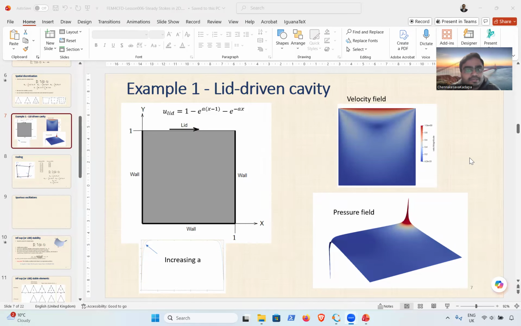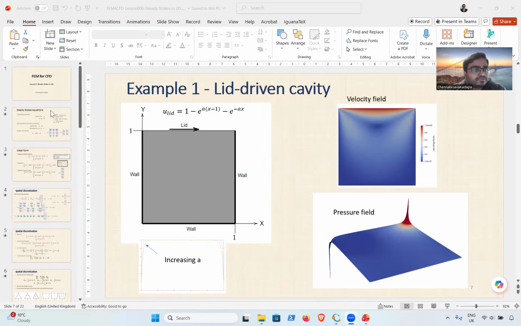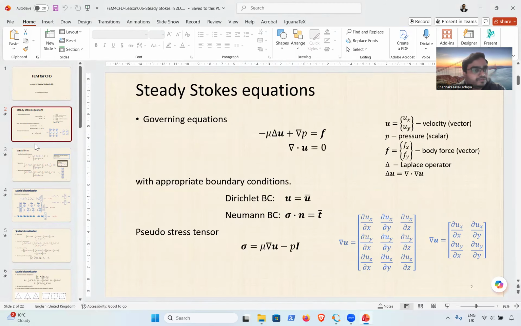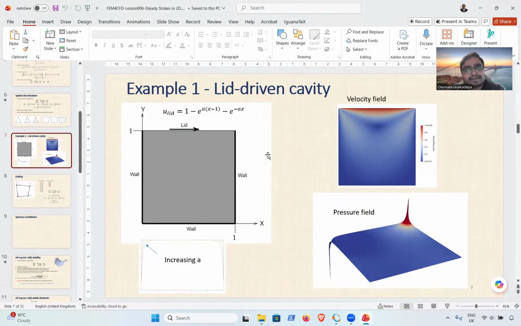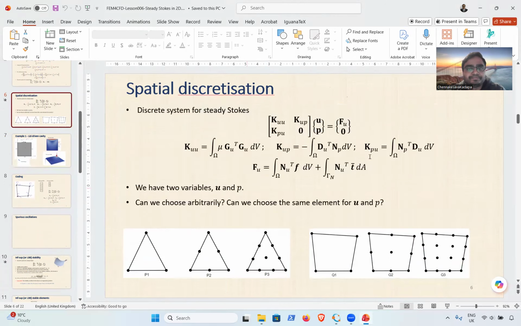Okay, in the first part, we have looked at the derivation of the weak form for the steady Stokes flow. So for the steady Stokes situations, we have looked at the weak form. In this part, we are going to start writing the code to solve this problem, that is, to implement this finite element formulation for solving steady Stokes flow.